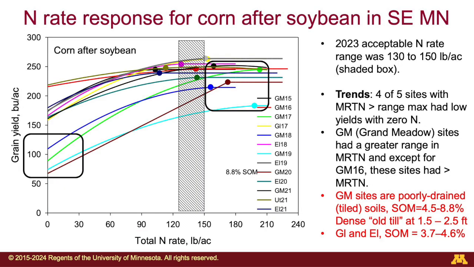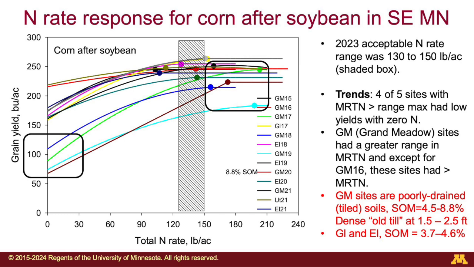So, take 13 sites, they're all corn following soybeans, and you plot that response curve, and you put a dot on it where the optimum is. These are 13 sites. This is the total N rate. It goes up for corn after beans from 0 to 240. This gray shaded box is what we currently recommend in 2023. It hasn't changed too much, has it, Dan? 130 to 150 is that acceptable range.